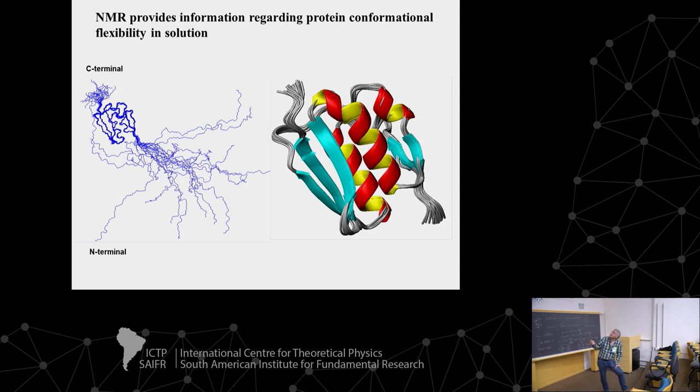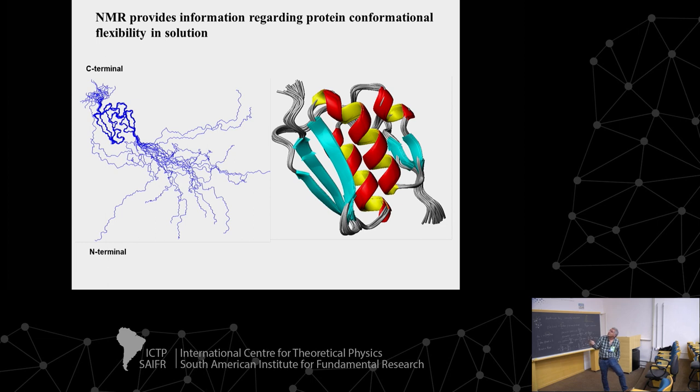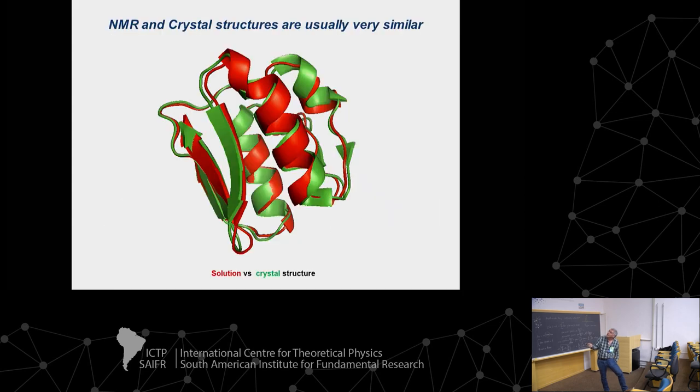So this is the superposition of just this globular domain here, where you can see that all of the models are almost exactly the same. So this is a very, very well-ordered, well-behaved globular domain. And then we have an amino terminus and a C-terminus that are very unstructured, okay? In this case, the crystal structure of this domain was also determined at high resolution, and if you superpose them, the NMR structure and the crystal structure are almost exactly the same.